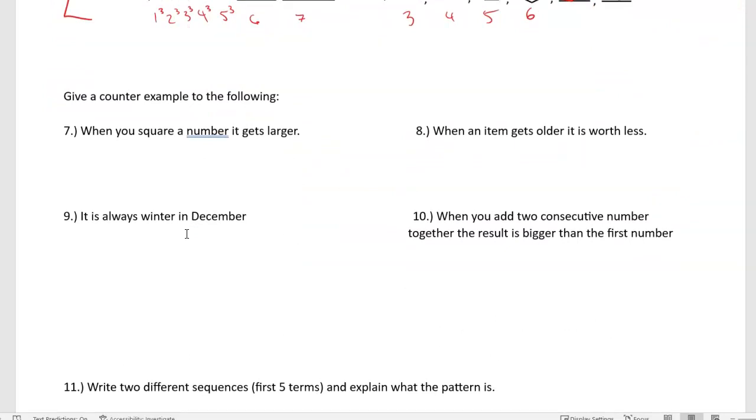When you square a number, it gets larger. Well, when you square a number, it gets larger. Let's think about this. What about when you square a fraction less than 1? 1/4 times 1/4 gives you 1/16, and 1/16 is smaller because this is 0.25, and 1/16 is 0.0625. So here would be your counterexample when you are looking at a fraction greater than 0 and less than 1.